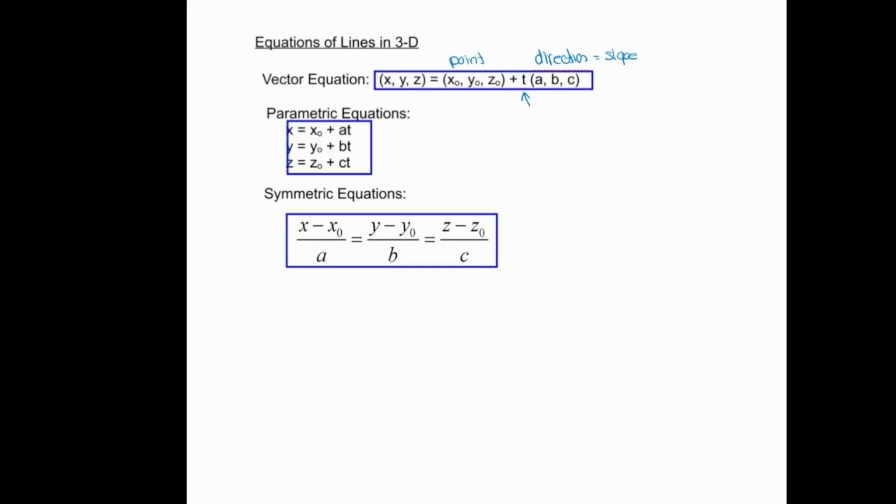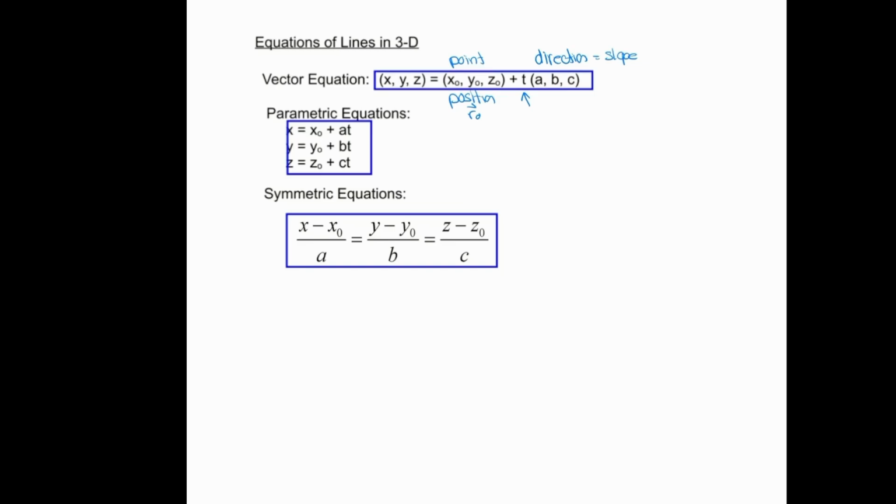Well, the good news is in 3 dimensions, the vector equation looks exactly the same, except now we have 3 components: x, y, and z. We still have our position or point vector, r naught, except now we have x naught, y naught, and z naught. And we also still have our direction or slope vector, which is m1, m2, m3, or the three coordinates of the direction. We're going to call them a, b, c, multiplied by some scalar multiple.